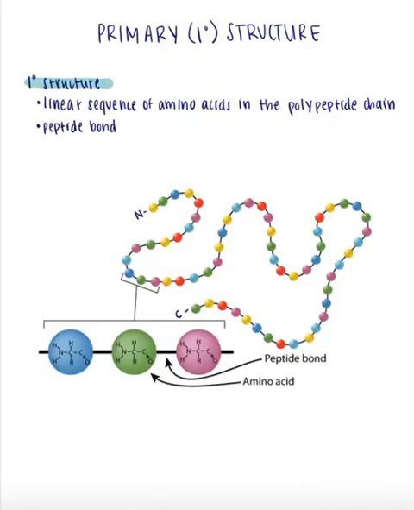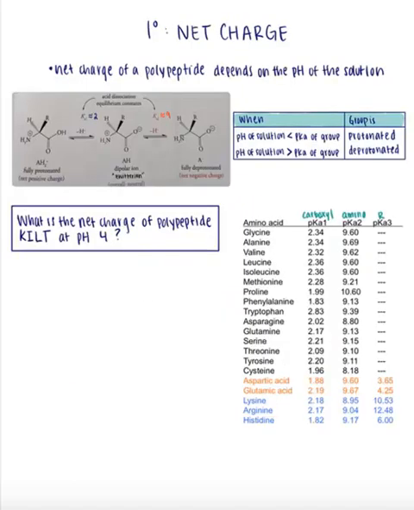So to start, the primary structure of a protein is essentially just the linear sequence of the amino acids. So it's basically just the polypeptide chain. And as we learned in the last lecture, the bond involved in polypeptides is the peptide bond. So you see here's the N terminus, and this is our long polypeptide chain ending in the C terminus. And then here we see that each amino acid is connected to another one via a peptide bond.